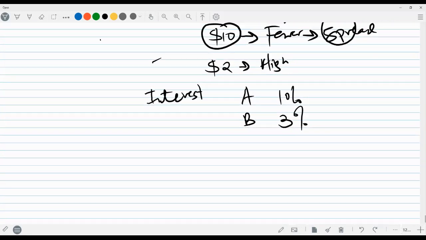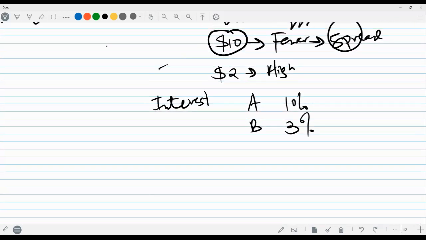So the next variable that influences the spread is the interest, the amount you could have earned if you had invested the money. Now in scenario A, if you invest the money, you earn 10%. In scenario B, you earn 3%. Where would you want to invest frequently?